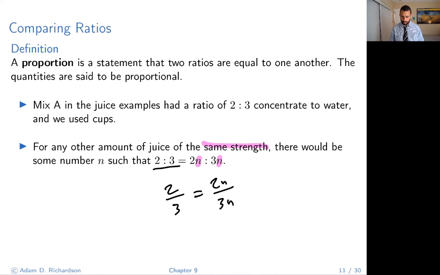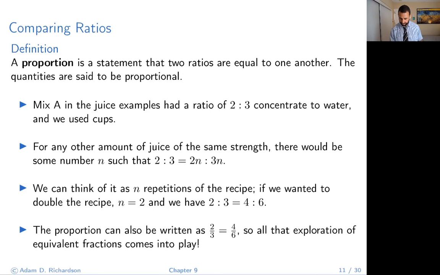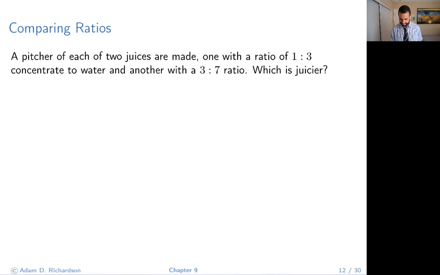So this is a proportion. This is what a proportion is, saying that those two things are the same. We can think of it as n repetitions of the recipe. Double the recipe, n equals 2, and we have 2/3 is equal to 4/6. The proportion can also be written as 2/3 equals 4/6, so all that exploration of equivalent fractions comes into play.